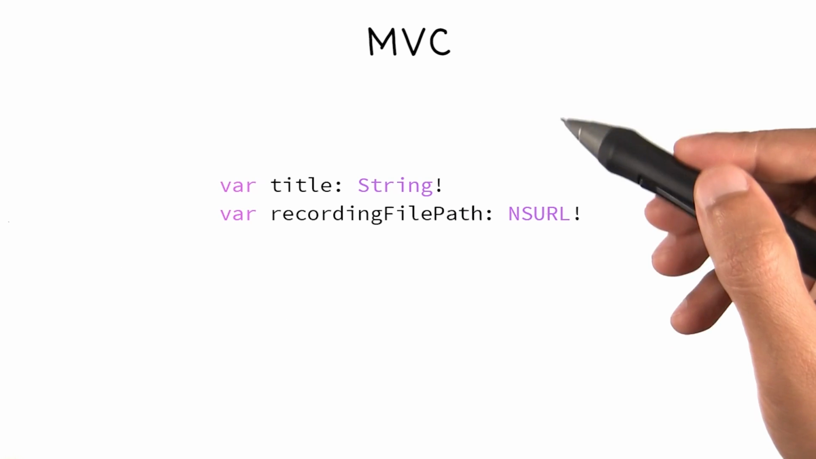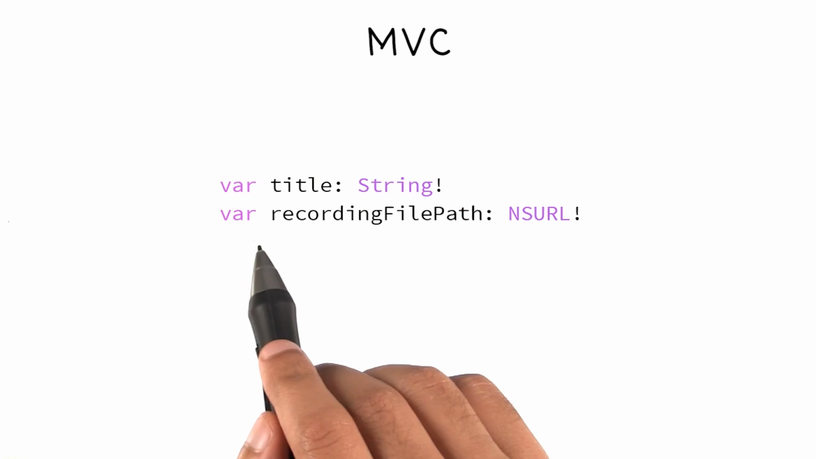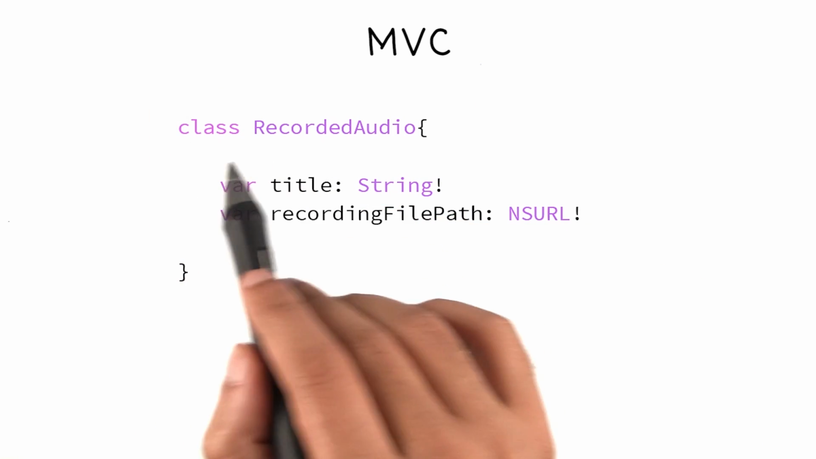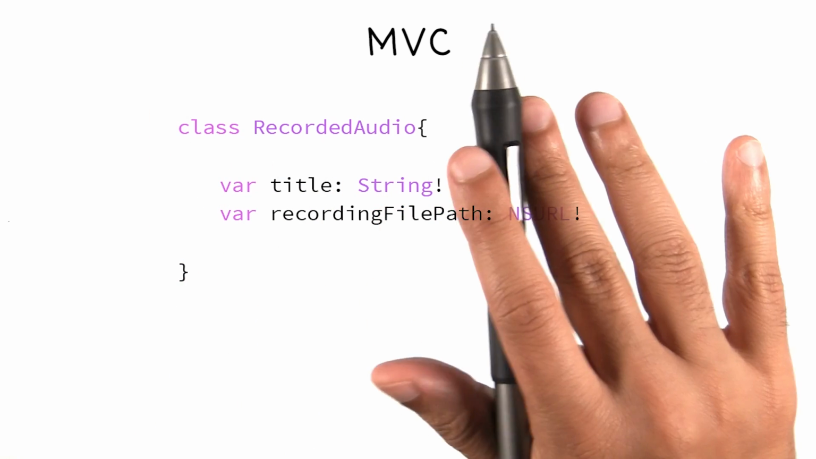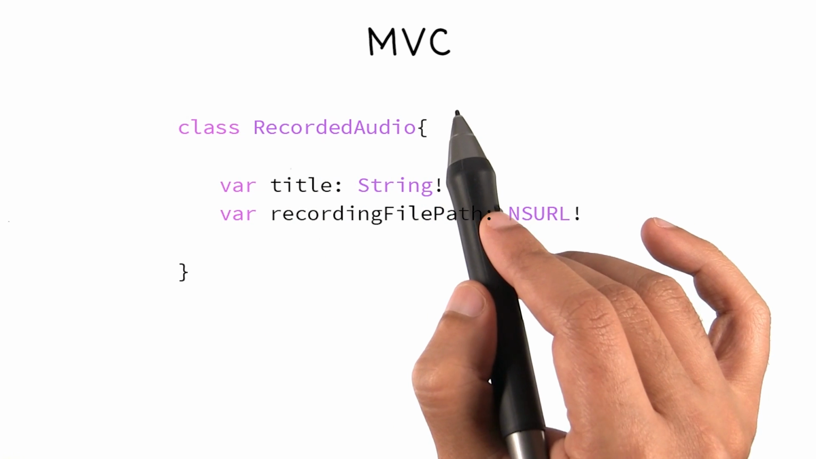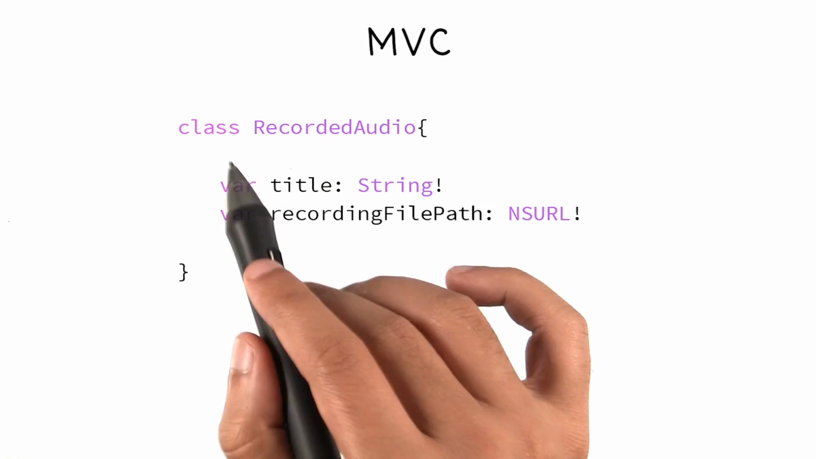Now, I'm looking to save two things about the recorded audio: the title of that file and the path where it is stored on the phone. I'll do that by creating a new class called RecordedAudio. By the way, in case you're wondering, this new class will be the model for our app, and that will form the M of the acronym MVC. Let's create this class next.